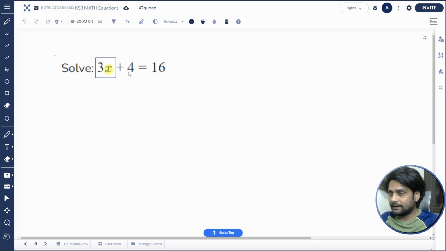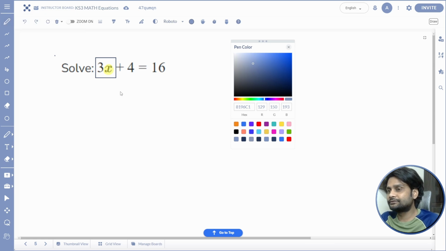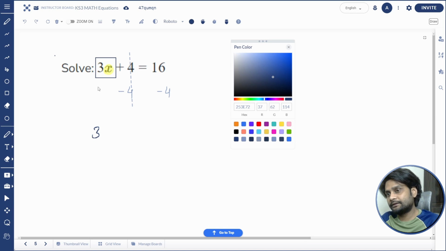So right now 4 is being added, right? And as we discussed, subtraction is the inverse operation of addition. So in order to remove this 4 from here, you need to subtract 4 from the left hand side, but whatever you do on the left hand side, the similar operation you need to do on the right hand side. So this is how my 4 and -4 got cancelled, and I'm now left with 3 times x. Basically there is no symbol between 3 and x. We imagine them to be multiplied. On the right hand side, 16 minus 4 gives you 12.